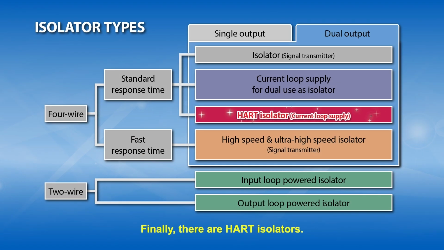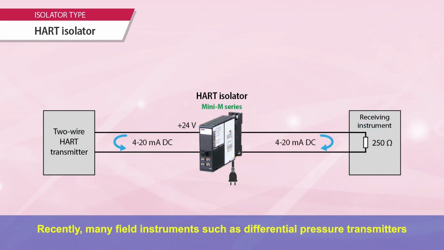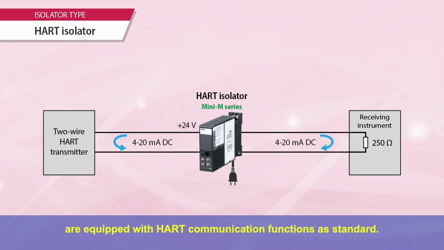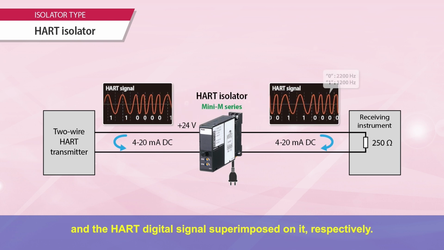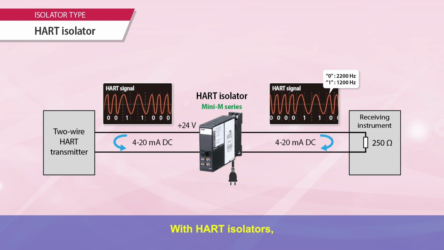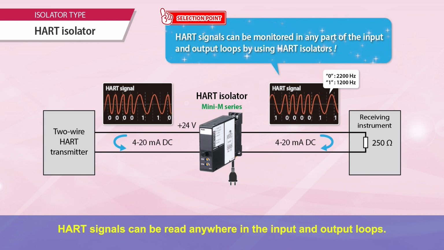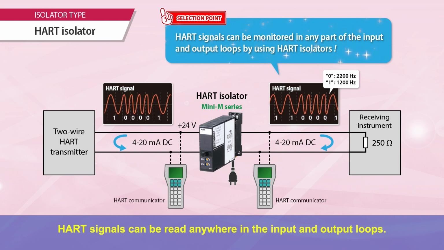Finally, there are HART isolators. Recently, many field instruments, such as differential pressure transmitters, are equipped with HART communication functions as standard. HART isolators have the function of isolating and passing through the 4 to 20 mA DC output signals of field instruments and the HART digital signal superimposed on it, respectively. With HART isolators, HART signals can be read anywhere in the input and output loops.